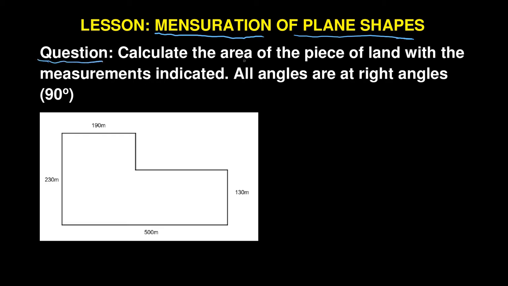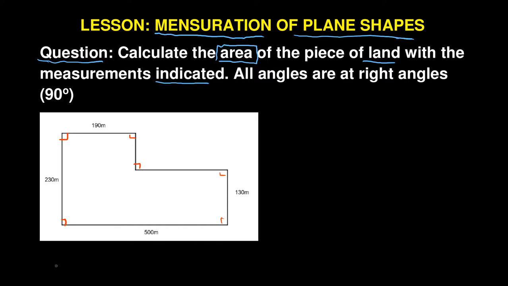It says calculate the area. So we need the area of the piece of land. This is land with the measurements indicated. All the angles are at right angles, meaning at 90 degrees. So here they are saying that whatever angle I get, it is at 90 degrees, so that I don't forget it with the area. It is very important, because without 90 degrees the shape can become a bit complicated.